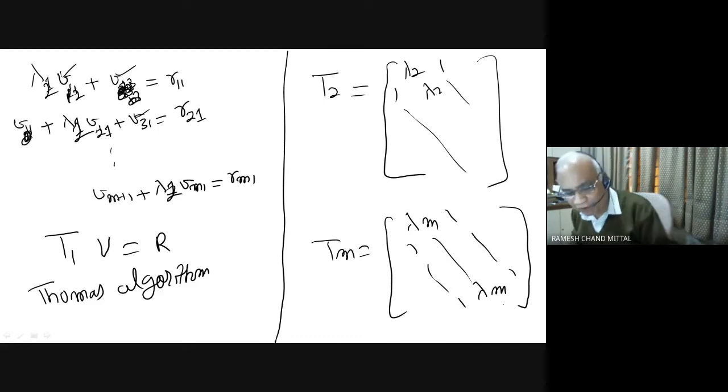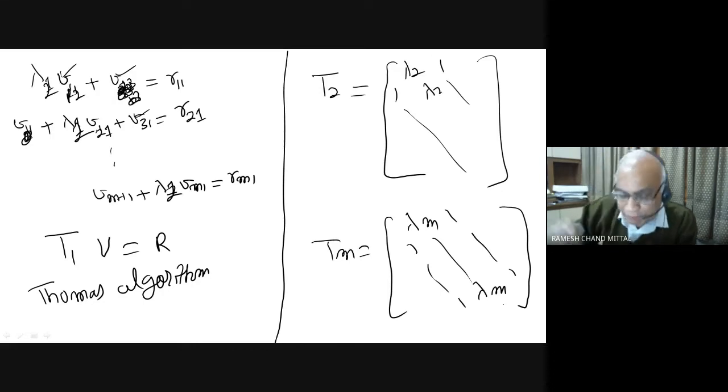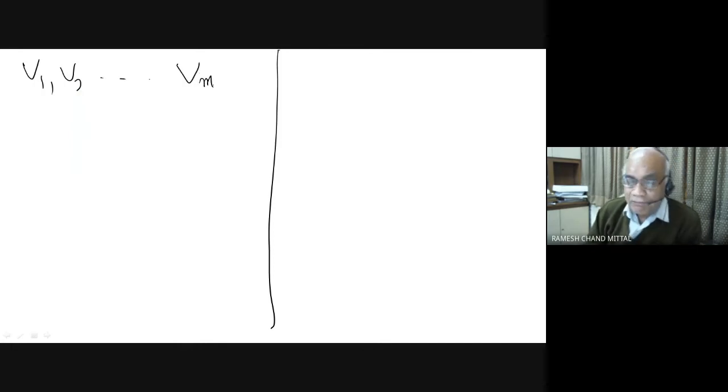So I'm getting all V. So all V will be known to me. What is the meaning? The meaning is that I now know what my V1 is, what V2 is, all V2, and my Vm. There are M blocks. And what is my V?